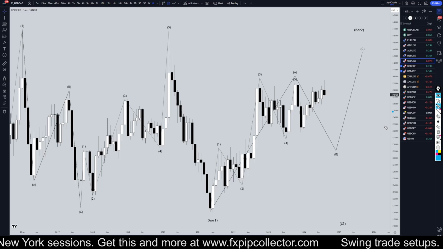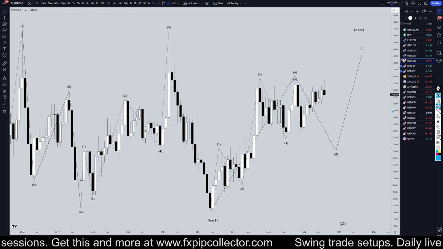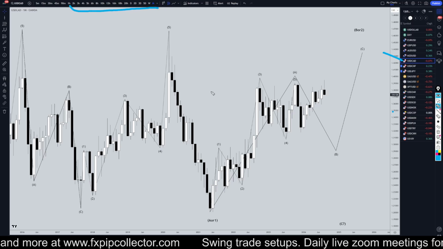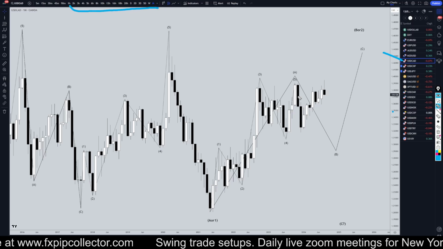Today is Tuesday, August 13th, and I'm going to be analyzing the US dollar Canadian, starting on the monthly, working my way all the way down to the 1 hour time frame for the full top-down analysis.